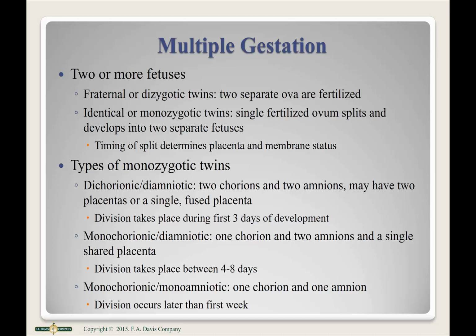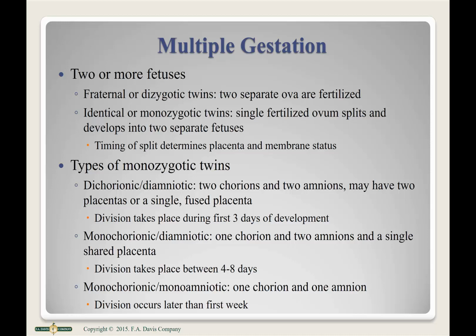So if we have a dichorionic, diamniotic, that means we have 2 and 2 of something. So we have 2 chorions, which is basically the membrane that the placenta is developed from. So basically we have 2 placentas, and then diamniotic means 2 amnions, which is the inner layer of the bag of waters. So we have 2 of those. So we have 2 placentas and 2 bags of water.